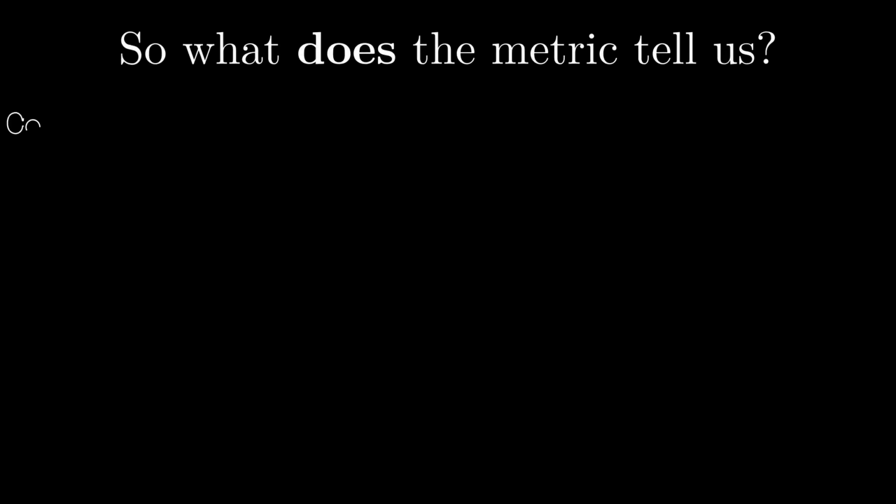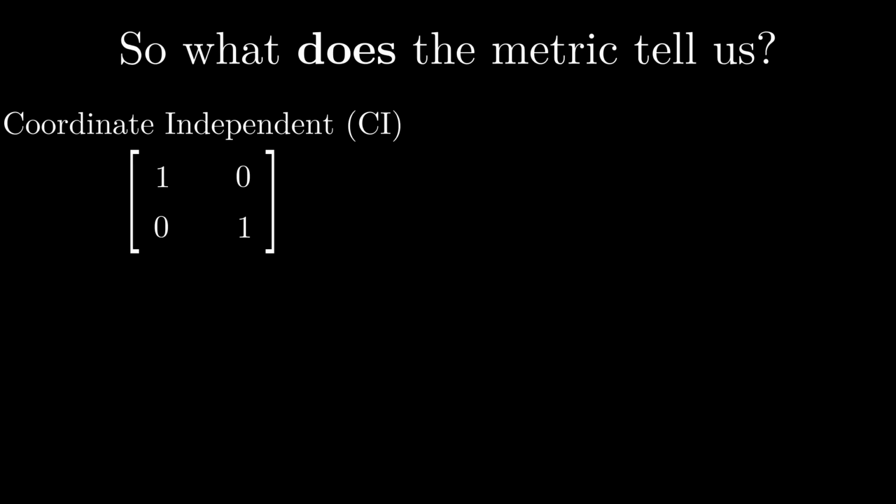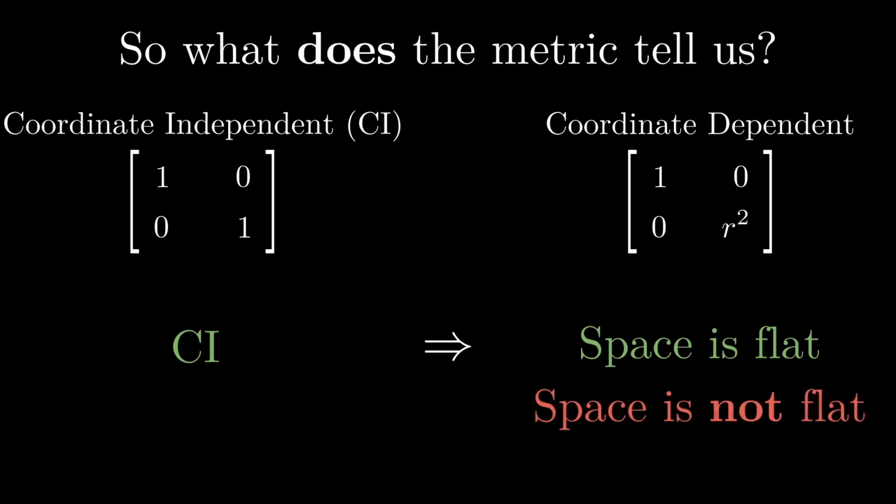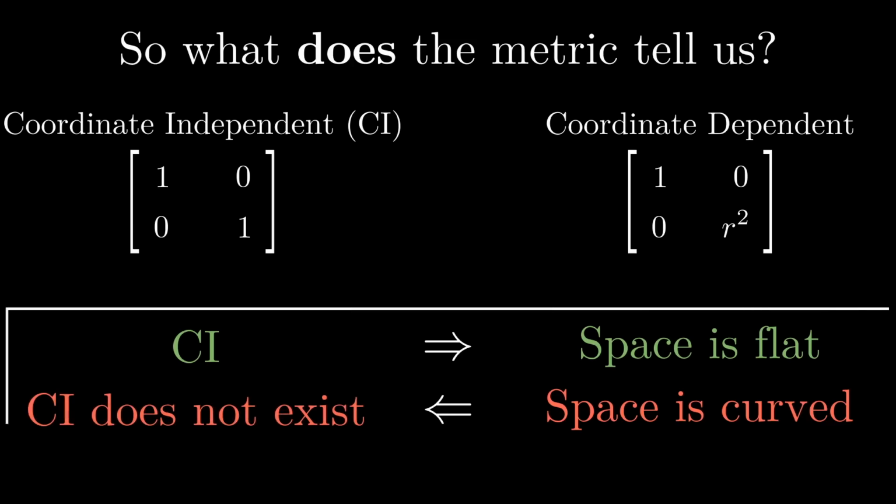To make progress, we use this information together with the fact that some metrics are coordinate dependent, such as polar coordinates or spherical coordinates. And we get the following. If we are able to write the metric in a form that does not depend on the coordinates itself, so being coordinate independent, then the underlying space will definitely be flat. Of course, we can flip this logical statement around, saying that if the underlying space is not flat and thus curved, we will never be able to find a coordinate independent metric.